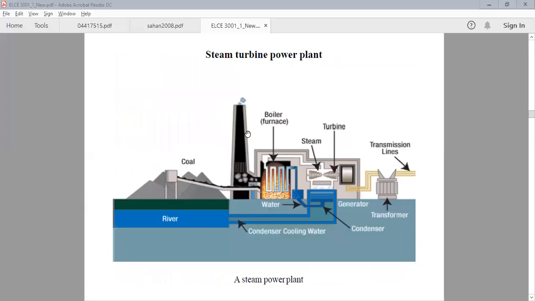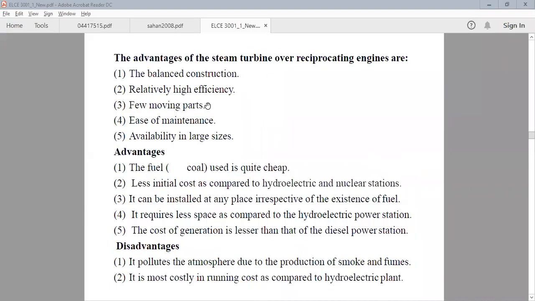The advantages of this type of power plant are that the fuel is cheap, and the initial cost is low when we compare it to hydroelectric and nuclear stations. Here you have to know what we mean by initial costs. What do we mean by initial costs?